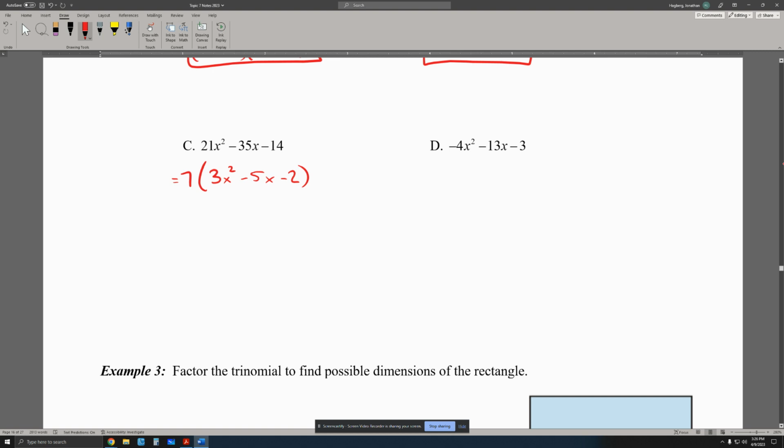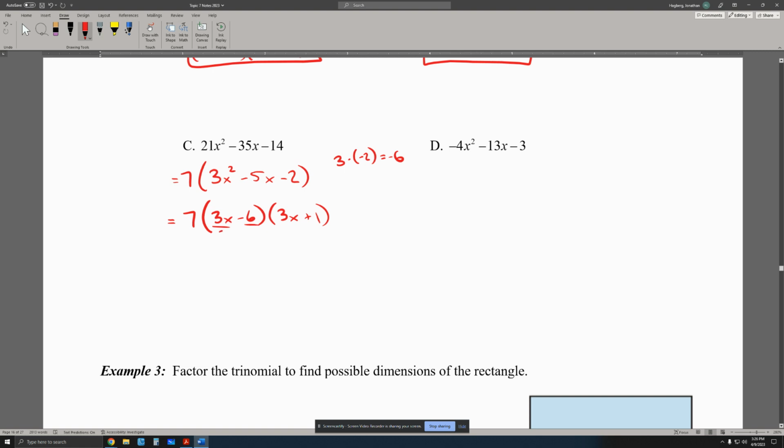We find the product of a and c, so 3 times negative 2 is equal to negative 6. So we're looking for factors of negative 6 that add to negative 5. The answer, negative 6 and positive 1. So when we write this, we have 3x minus 6 and 3x plus 1. Finding the GCF of each of these groupings.